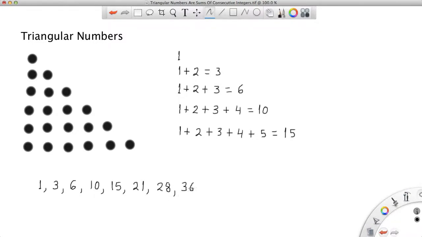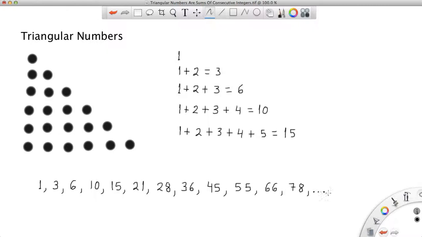36. So we added 8, now we are going to add 9, and 36 plus 9 is 45, so that's the next triangular number, 45, because we added 9. Now we're going to add 10, so 45 plus 10 equals 55, and that's the way we continue. Now we add 11, and we get 66, and then we add 12, and we get 78. So those are the first 12 triangular numbers. So this is the sequence of triangular numbers.